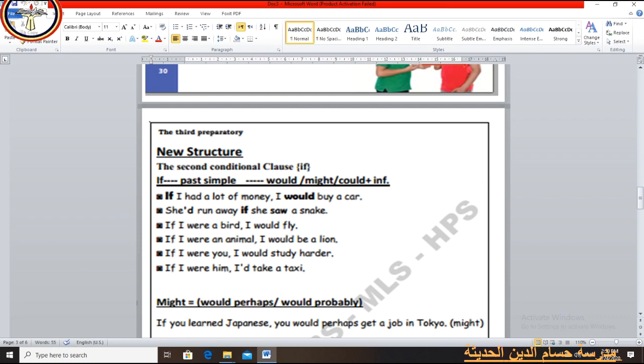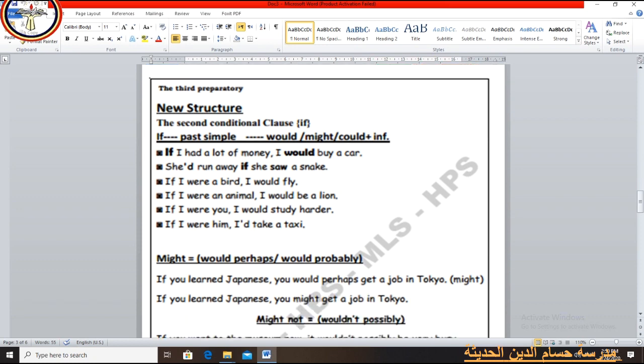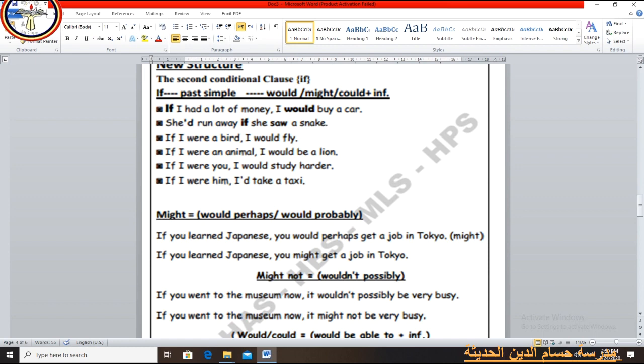If I were him, I would take a taxi. We can use might instead of would. If you learned Japanese, you would perhaps get a job in Tokyo. Instead of would perhaps, you could use might. So we can replace would perhaps with might.